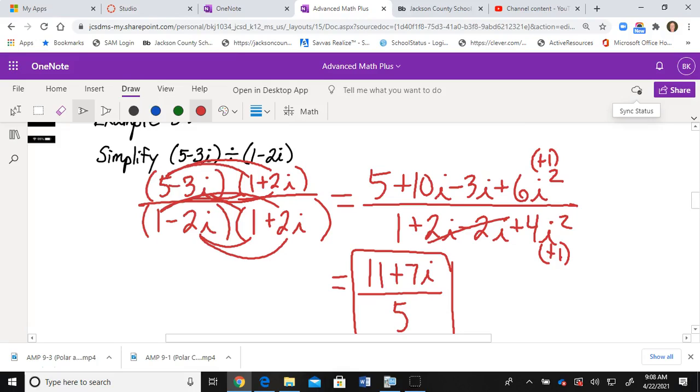Any questions? Now, this is written as one fraction. You can separate it if it wants you to. This could be 11 over 5 plus 7 over 5 times i. I'll take either answer. I just don't know how they are in the back of the book, so I didn't want you getting confused if they don't have it written like that in the back.